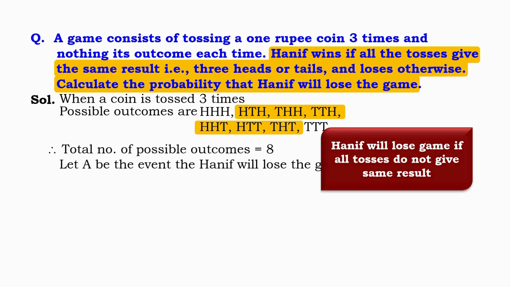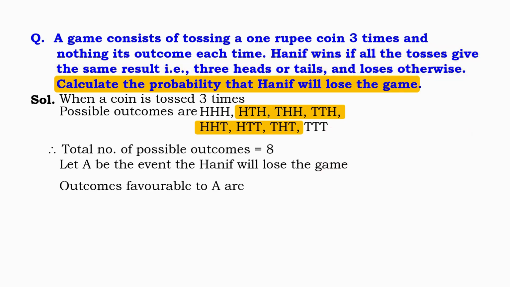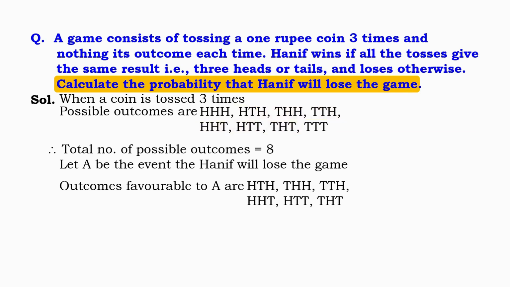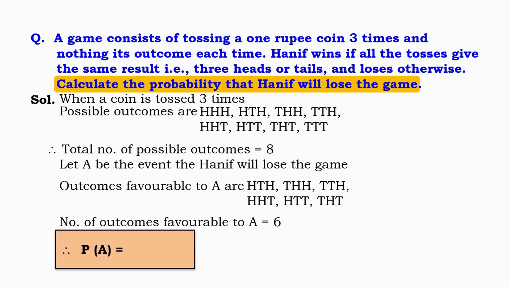So the outcomes favorable to A are these, right? The number of outcomes favorable to A is equal to 6. So the probability of A will be equal to 6 by 8. If you simplify, we will get 3 by 4.